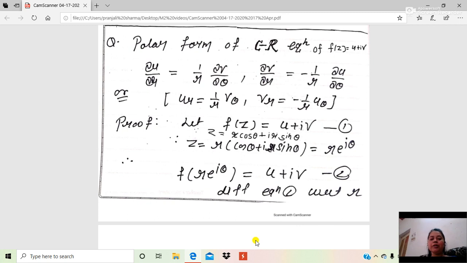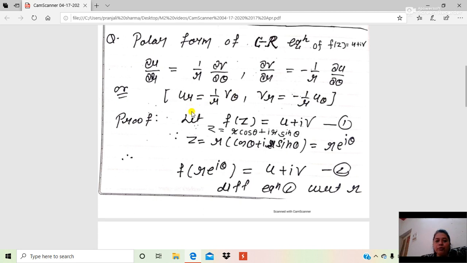Good morning. So let's continue with the polar form of CR equations of f(z) = u + iv. The polar form of CR equations are ∂u/∂r = (1/r) ∂v/∂θ, and ∂v/∂r = -(1/r) ∂u/∂θ, which are also known as u_r = (1/r) v_θ and v_r = -(1/r) u_θ. So let's see its proof.